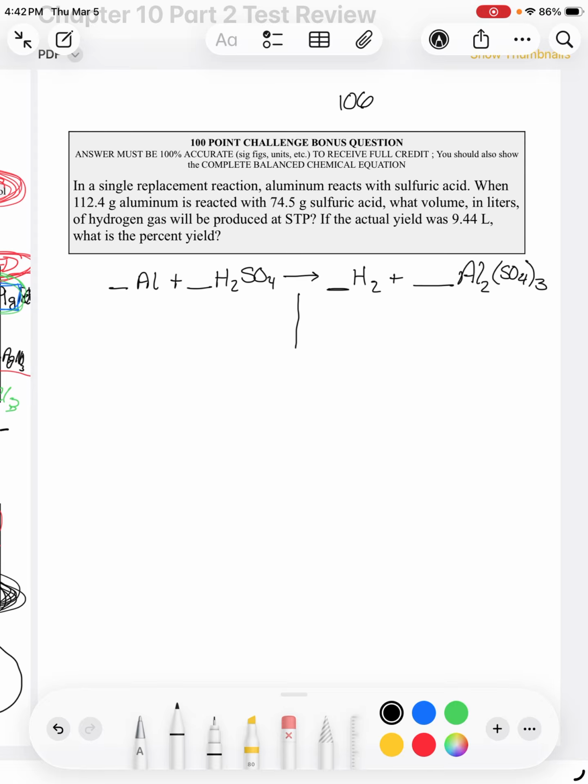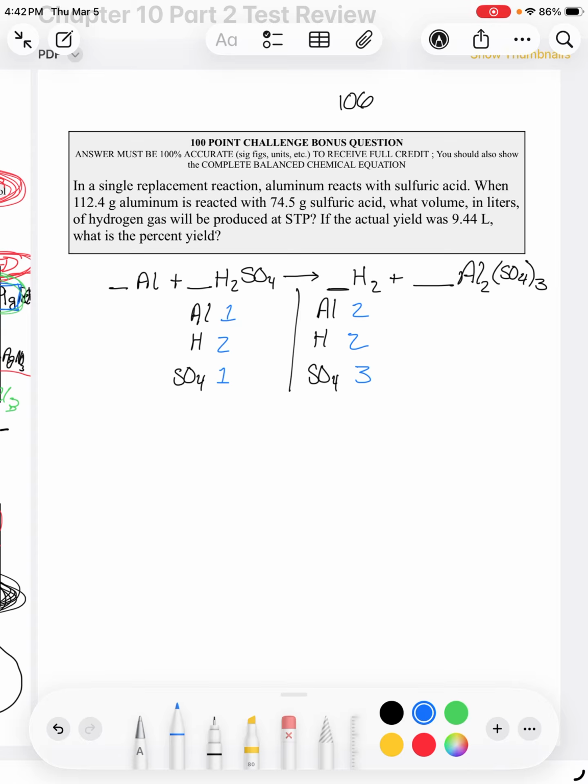Then, our first step is to split left side from right side. We got aluminum, we got hydrogen, we got sulfate on both sides, so we can do that, right? Sulfate on the left, sulfate on the right. We're going to do it in the same order: aluminum, hydrogen, and sulfate. We're currently starting with 1 aluminum, 2 hydrogens, and 1 sulfate. Starting over here with 2 aluminums, 2 hydrogens, and 3 sulfates.